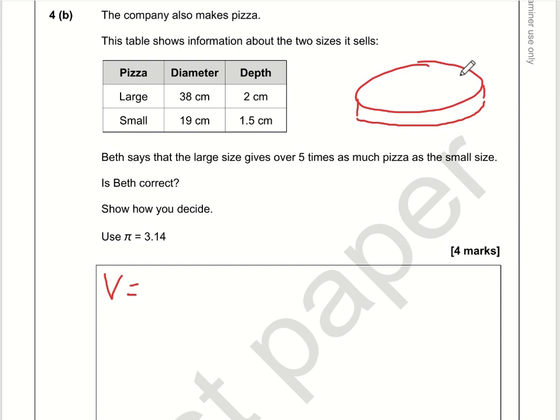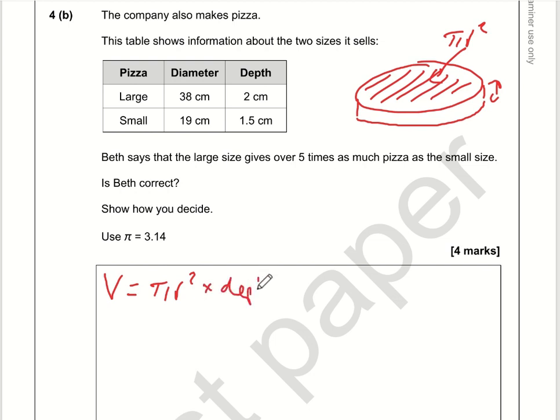The volume of any three-dimensional shape, provided it has a constant cross-section, which let's say a pizza does, even though it probably doesn't in reality, is going to be the area of its face multiplied by its depth. The area of its face is a circle, so it's pi r squared multiplied by its depth or its height. So pi r squared times depth. We've been told that pi is 3.14 here, so let's work it out for the large.